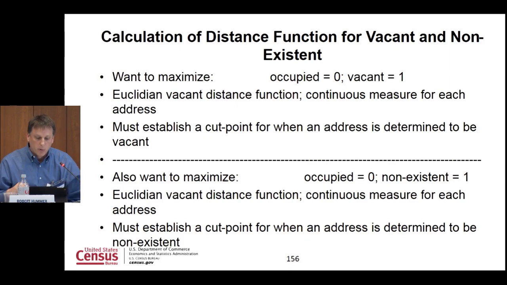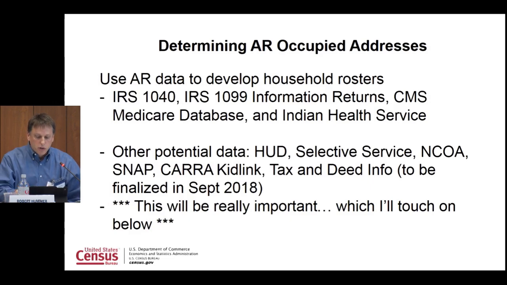And then the same thing with the non-existent as well. Okay, and then in determining the occupied addresses, they again used administrative records to develop the household rosters from the IRS 1040s, from the 1099 information returns, from the Medicare database, and the Indian Health Service data. And then he's talked about other potential data from different sources to be finalized by September 2018.